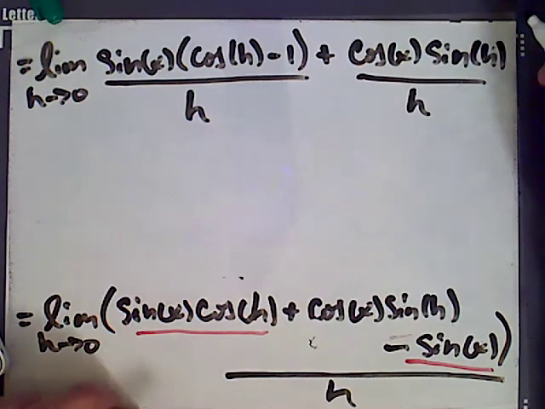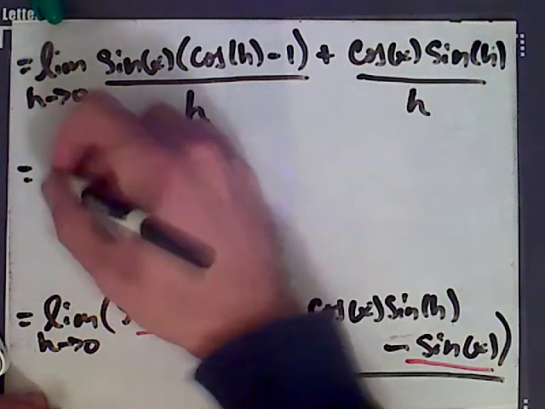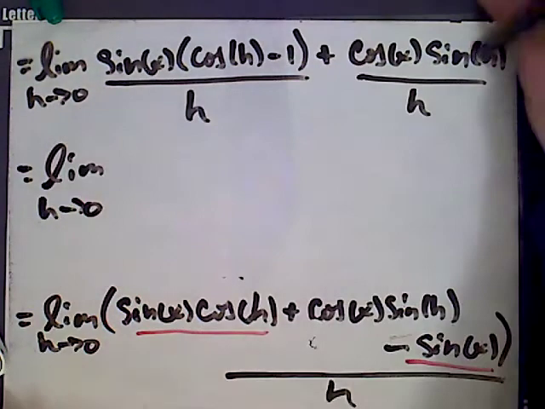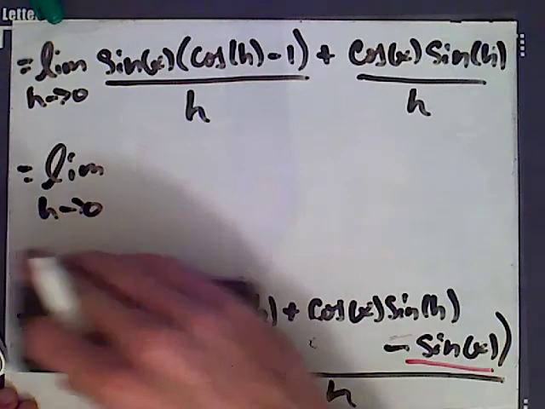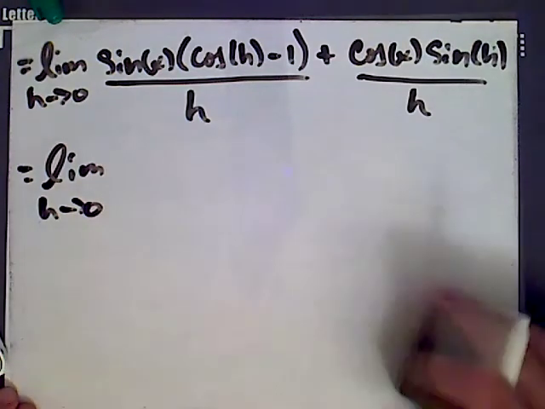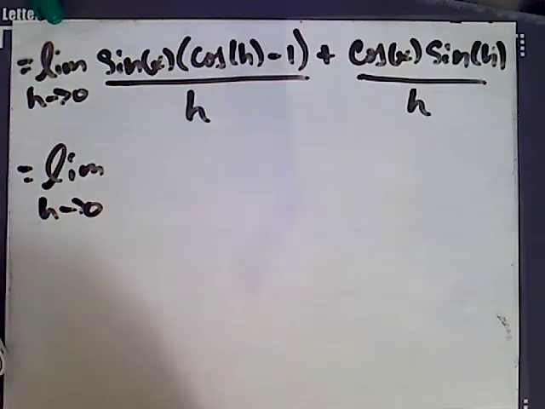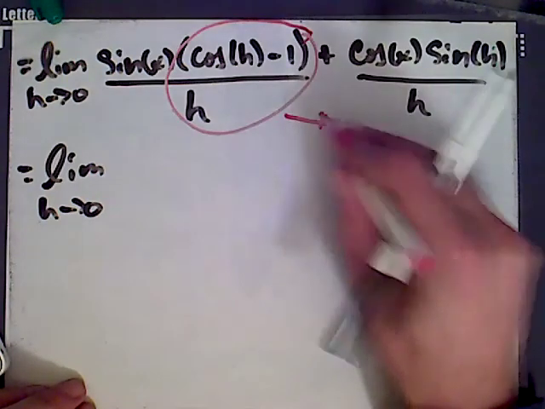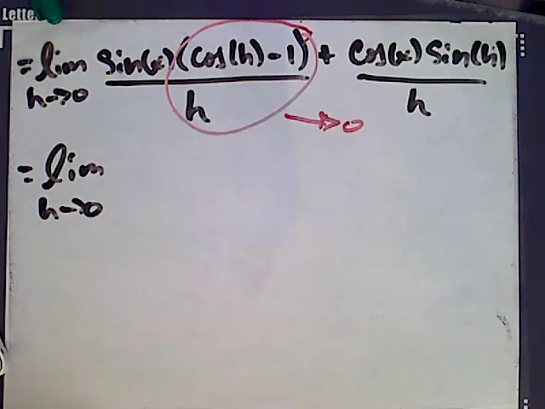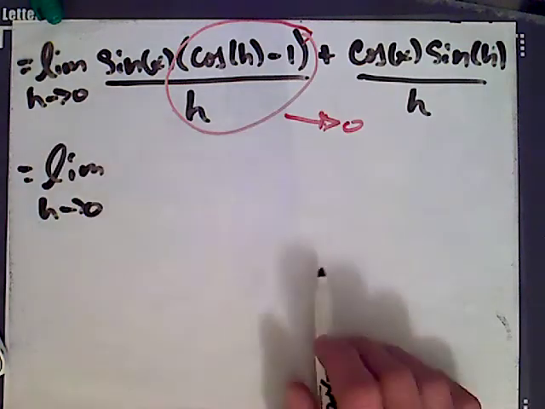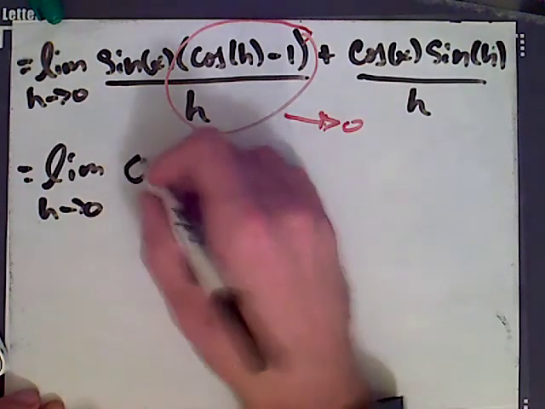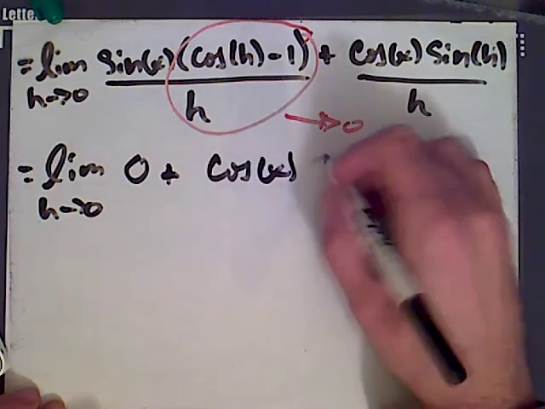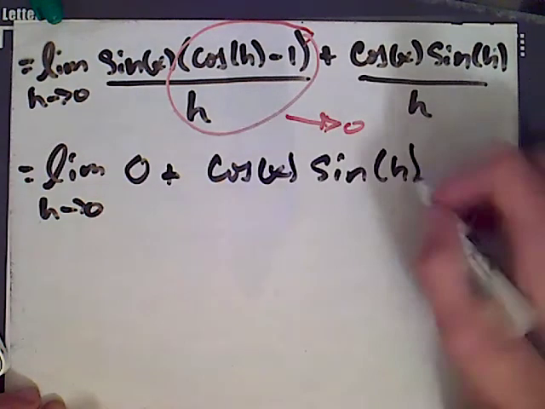So what we get here is the limit as h goes to 0 of, let me erase what's down below. This expression here, as we saw from the fact given, goes to 0. Cos of h minus 1 over h, the limit as h goes to 0, goes to 0. So we get 0 plus cos x times sine h over h.